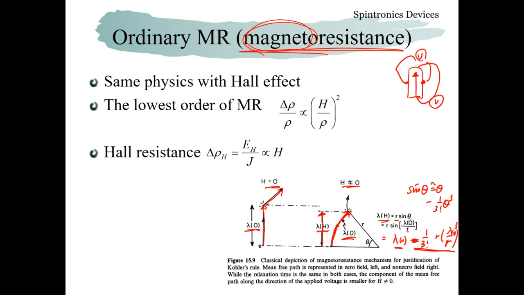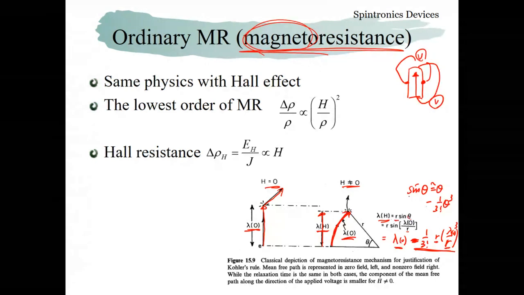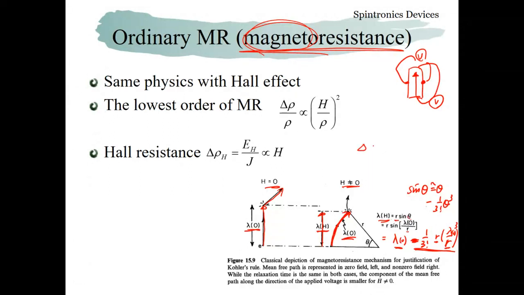Okay, and here we can see the r cubed will be cancelled out. So the delta of the mean free path is proportional to 1 over r squared. And this r is nothing else but the radius of the circular motion of the electron in our external magnetic field.